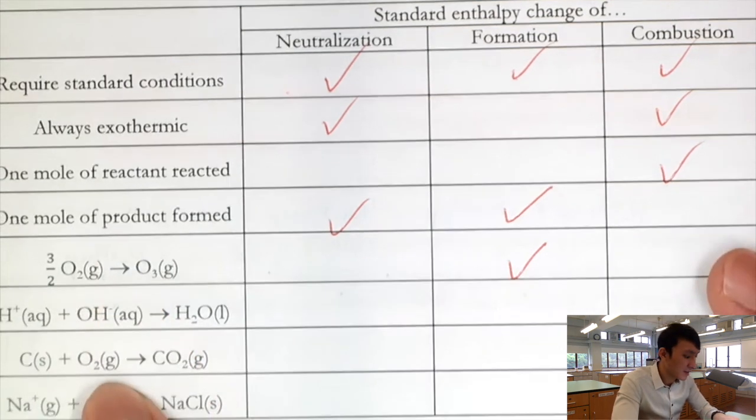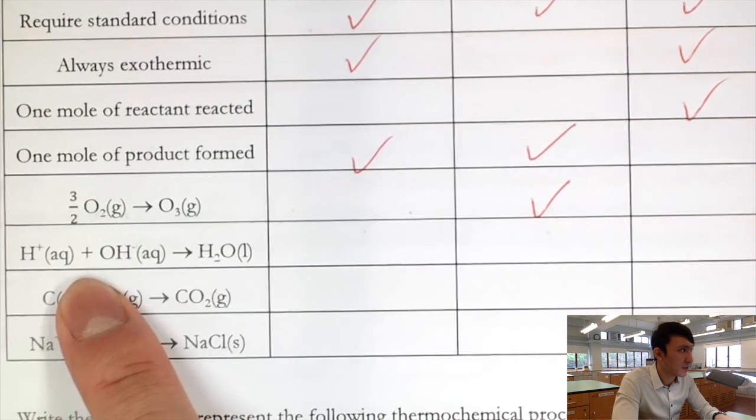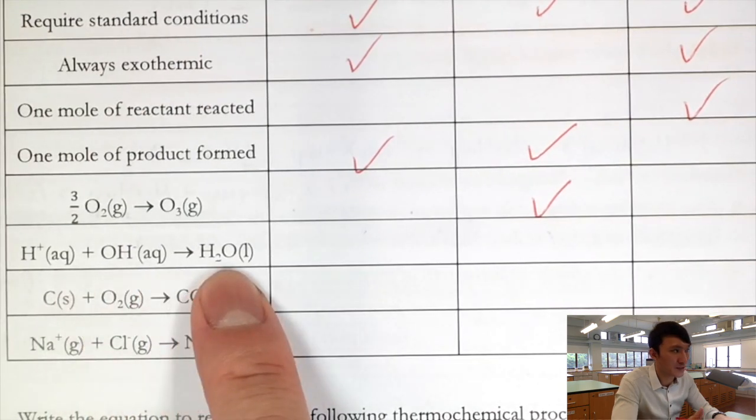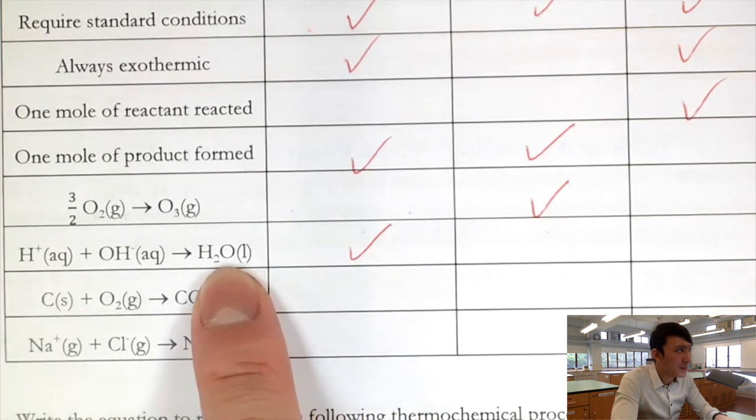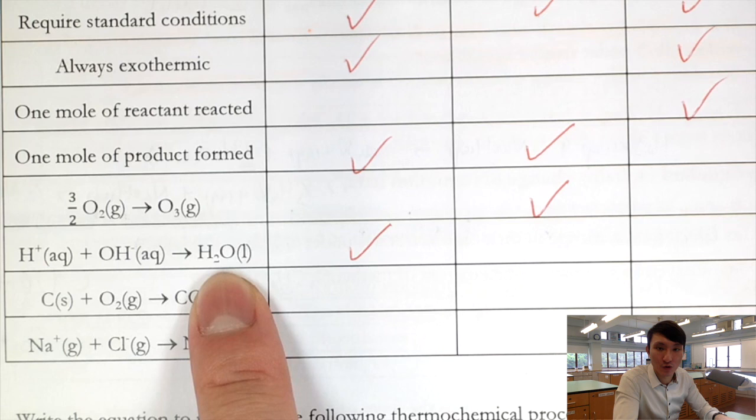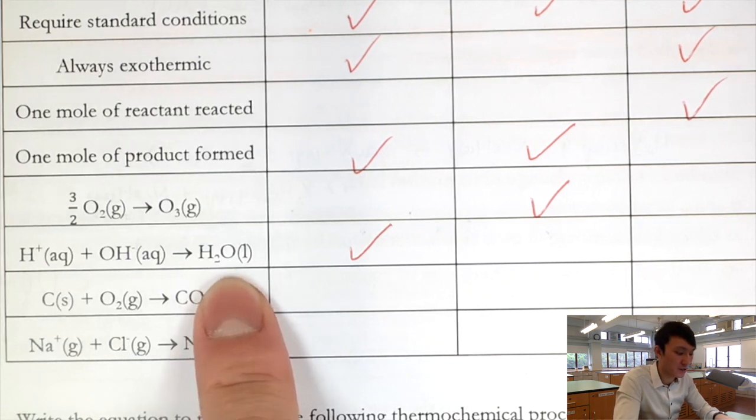Okay. Down here, this one, H+ and OH- form H2O. This one is definitely neutralization. Now you may say, hey, is it formation of liquid water? Of course not, because the standard enthalpy change of formation of liquid water should be H2 gas reacting with half a mole of O2 gas, right? So this is not the case.